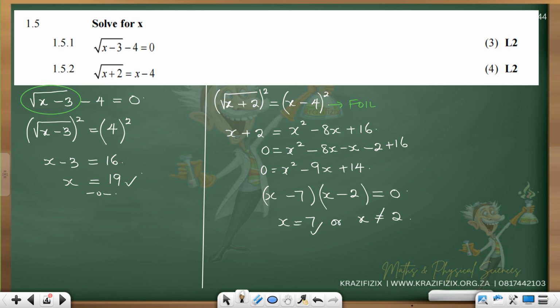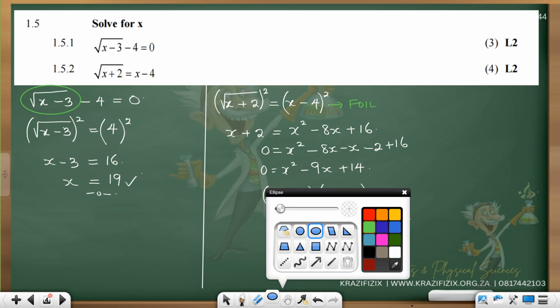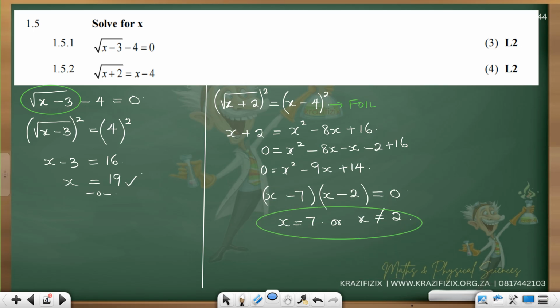So for selecting that answer, let me show you the mark allocation. For selecting the correct answer, it's 1 mark on its own. All right? Factors, simplifying, and squaring both sides. Check that, 4 marks. Squaring both sides, expanding and simplifying, all put together, 1 mark. Making it equal to 0, standard form, 1 mark. Factorizing, 1 mark.